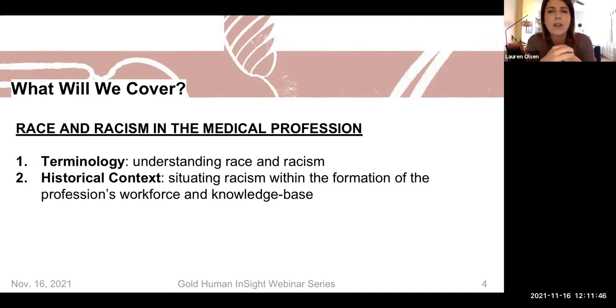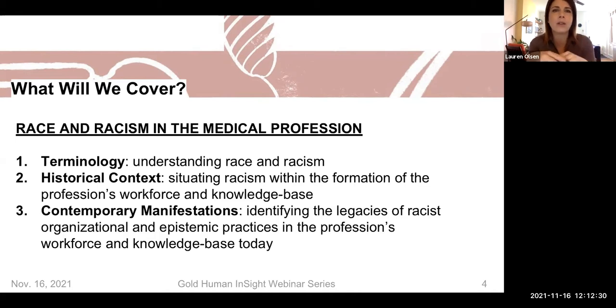So I want to situate race and racism within both the formation of the profession's workforce, as well as its knowledge base. And these two threads are really the foundation of this talk today, in the sense of thinking of how racism is embedded in the organizational practices of medical education on the one hand. So that's this profession's workforce part, as well as thinking about how racism is embedded in the epistemic practices of the profession. So that is this focus on the knowledge base. And I'll be tracing those threads to the current moment, identifying the legacies of these racist organizational and epistemic practices to really think about the implications for patient as well as provider health and well-being today.